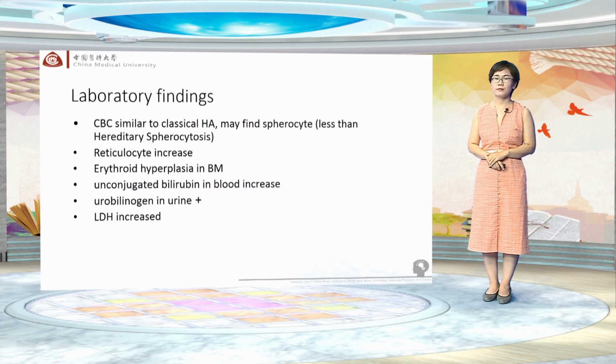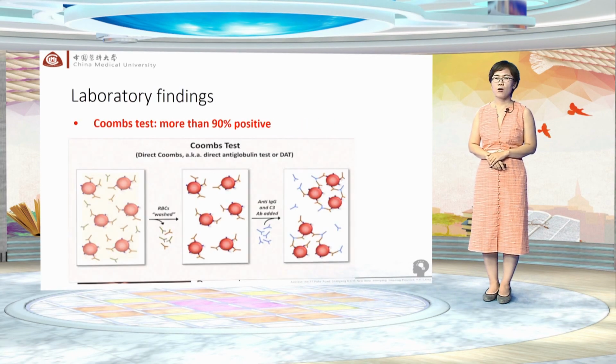Complete blood count is similar to classical hemolytic anemia, and may show spherocytes, but fewer than in hereditary spherocytosis. Reticulocytes are increased, and there is erythroid compensatory hyperplasia in bone marrow. Unconjugated bilirubin in blood is increased. Urobilinogen in urine is positive. LDH is increased.